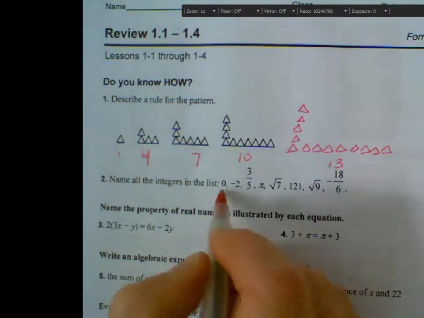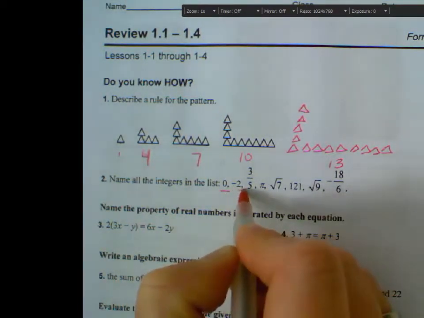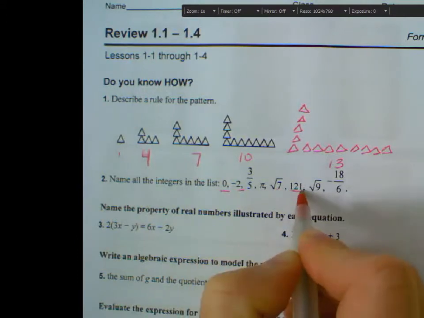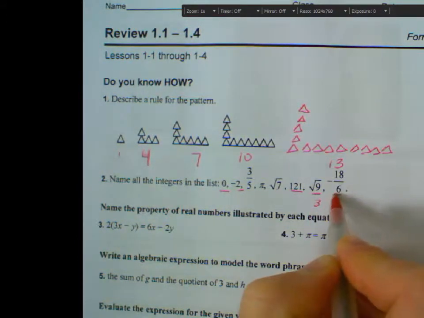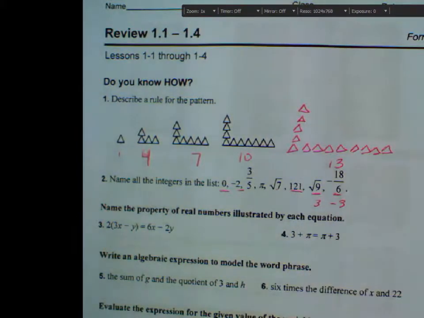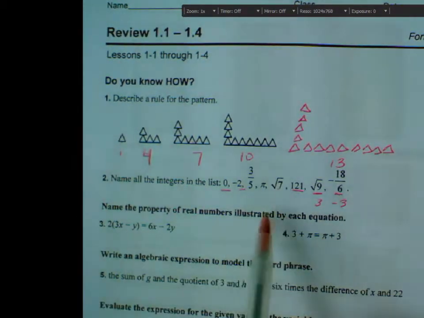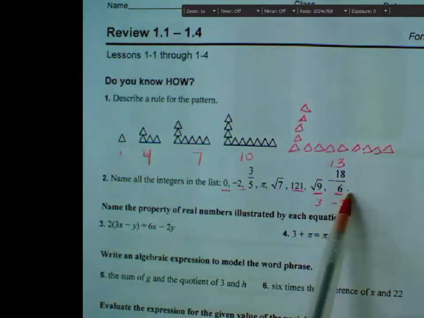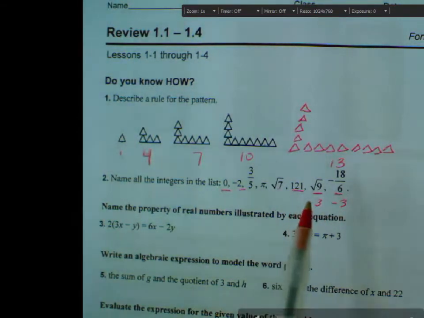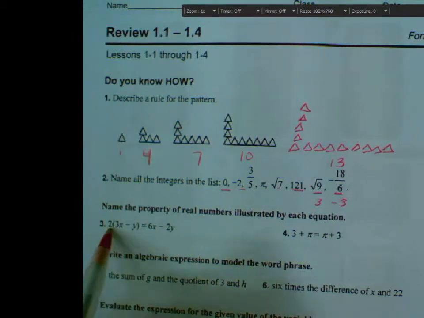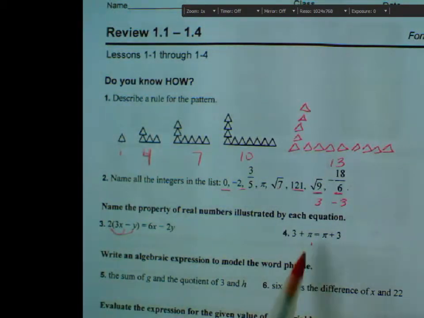The integers here are 0, -2, 121. The square root of 9 is an integer because it's 3, and this is an integer because it's actually -3. And you're also going to have to, on the quiz, be able to put these on a number line. So here the property is called the distributive property because you're distributing the number outside to all the numbers inside. This is the commutative property.